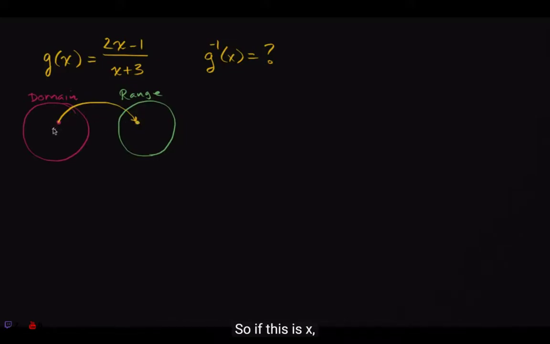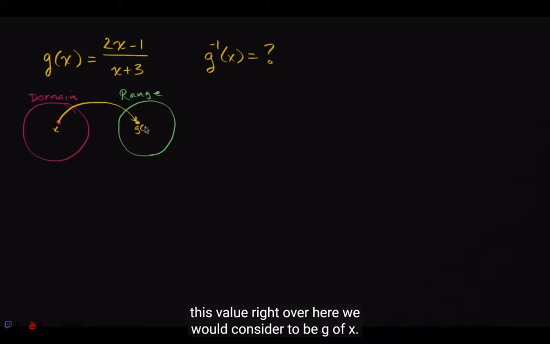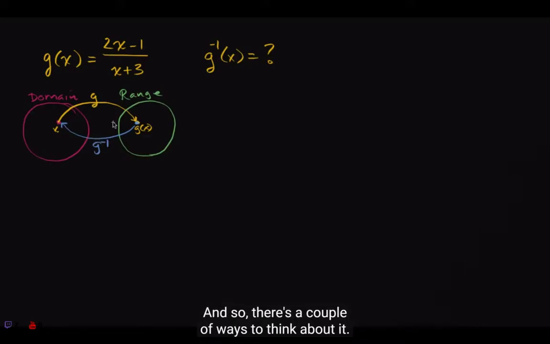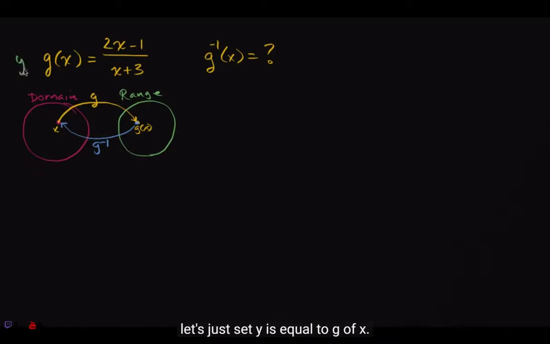So if this is x, this value right over here we would consider to be g of x. That's what the function g does. Now, the inverse function goes the other way. You start with a member of the range, and you go back to a member of the domain. That's what g inverse does. And so there's a couple of ways to think about it. If we were to say, let's just set y is equal to g of x, we could just call that point y as well.